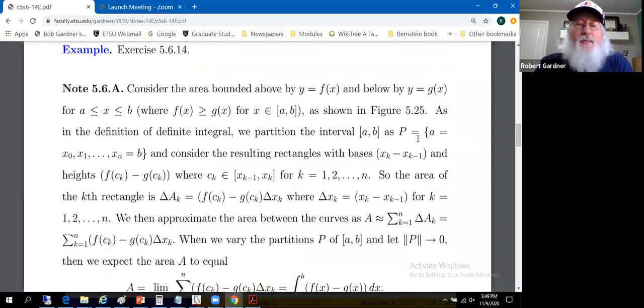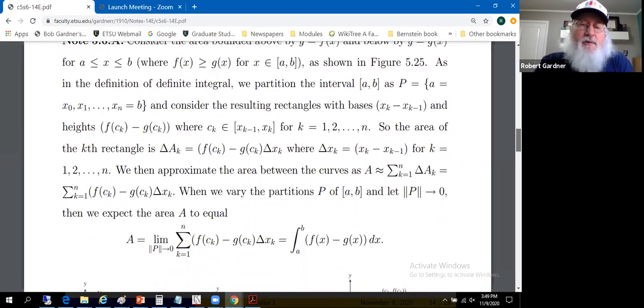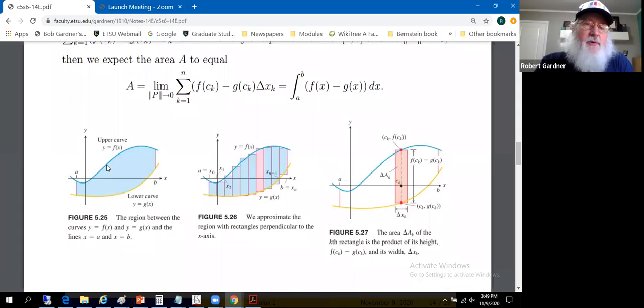Partition the interval a to b up. We've got bases of little rectangles of size x sub k minus x sub k minus 1. We'll choose some c sub k somehow or other in this interval, and we'll use that to determine heights of the rectangles. Since, this is why my little typo really matters, the f function is the upper function and the g function is the lower function. When I take an f of x value minus a g of x value, that will be positive. So we really are integrating a positive function or non-negative function.